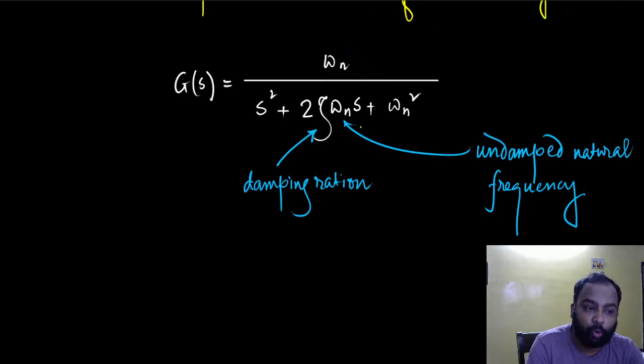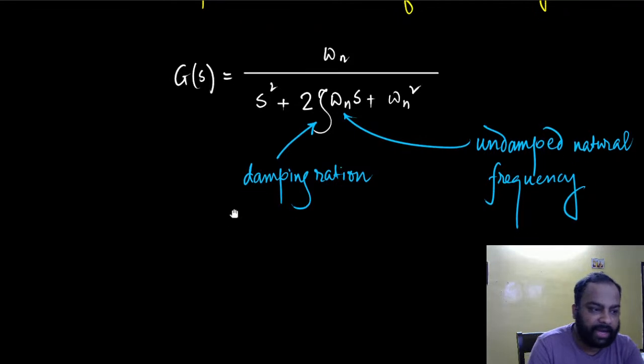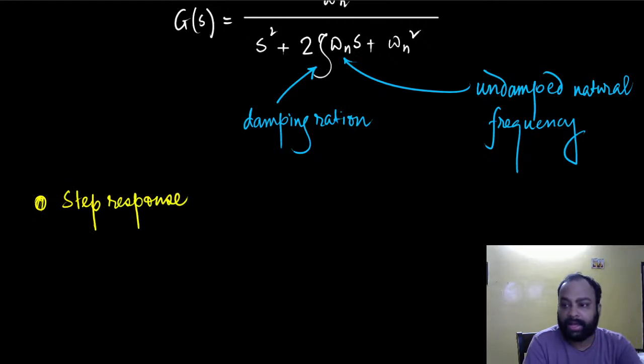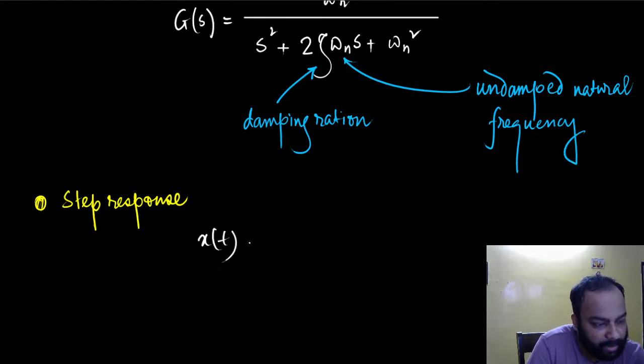Now of course we have two parameters here, and depending on what values for those parameters are chosen, the response of the system will look very different. Now we are going to figure out the step response of the system, so essentially we are talking about the response of the system when the input is a unit step signal. So basically you have x(t) equal to u(t), right?